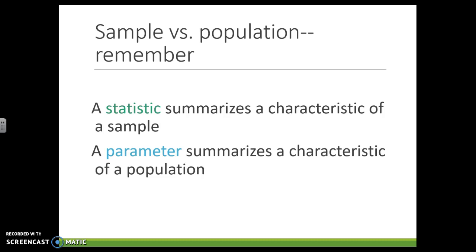A parameter is a characteristic about a population. It can also be a mean, but it is the mean that represents the entire population.